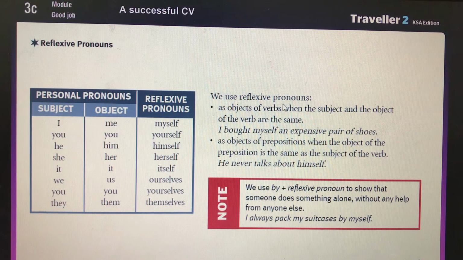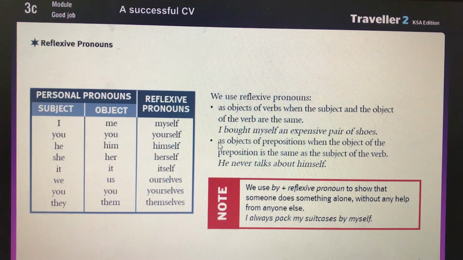So the question is, why do we use reflexive pronouns? We use reflexive pronouns for two reasons. The first one, as objects of verbs when the subject and the object of the verb are the same. Like, I bought myself an expensive pair of shoes. I bought myself, for myself, not for anyone else. So here the subject and the object of the verb are the same. I and myself, we are the same.